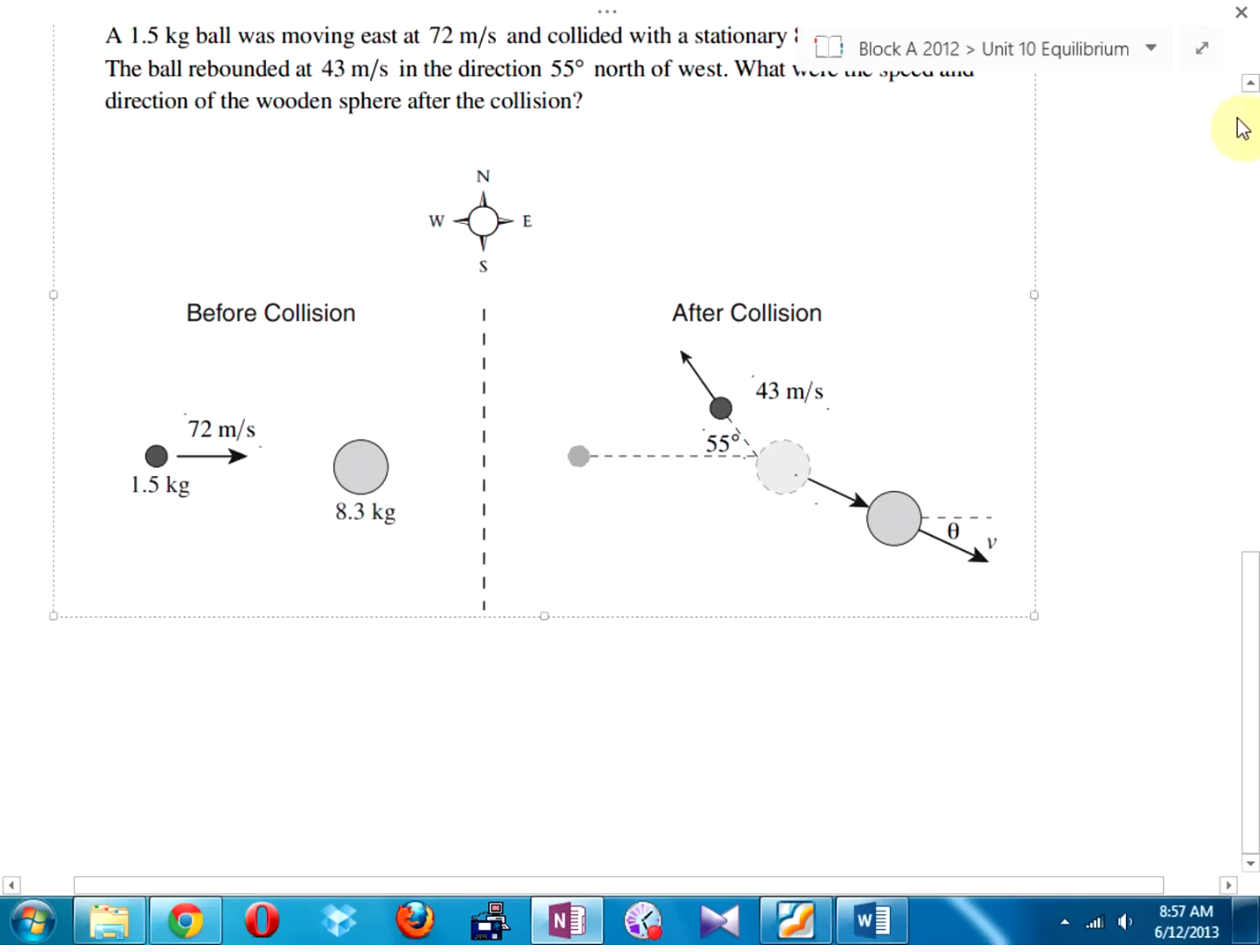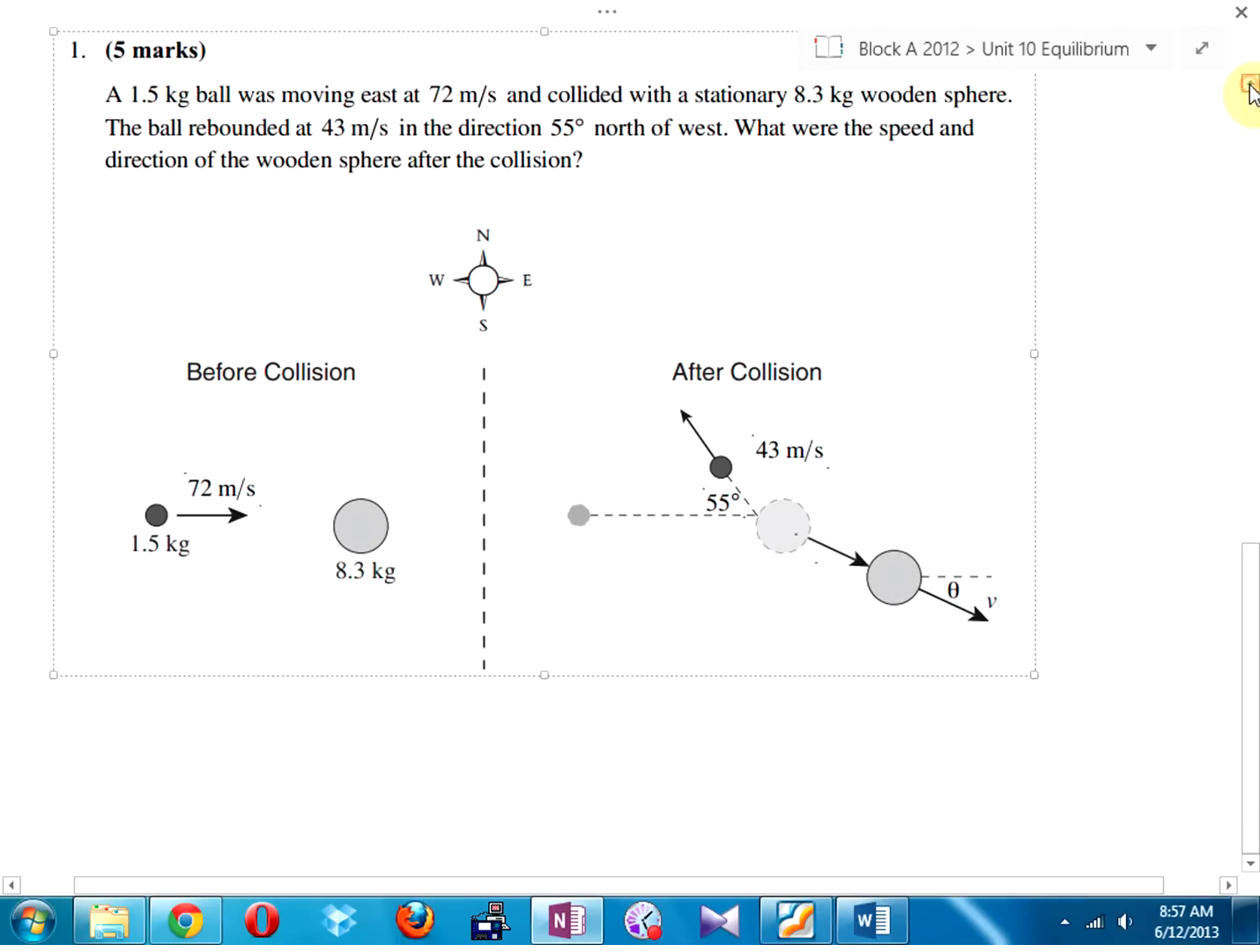So here is one I found. This looks fairly tough, actually. I yoinked this from a recent provincial exam. What do you see? Is there a collision? This is a job for momentum.